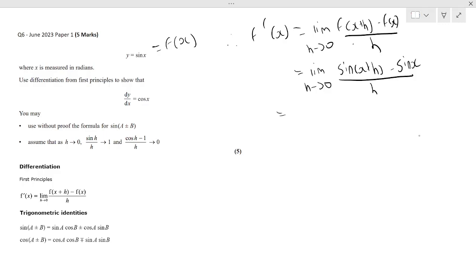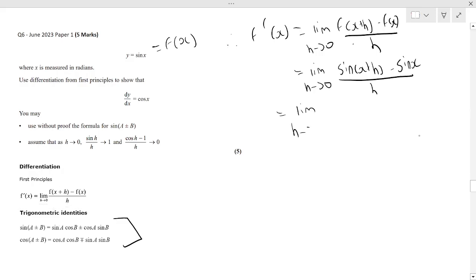Well, in a way, the question gives you a bit of a hint. Sine A plus B means we're going to have to do something with double angle. Well, not a double angle, but I've got an addition of two angles here, right? And so I'm going to expand it. I'm going to use this identity, which is in the formula book, and I've quoted it here. Sine A plus B, which is this. Here I've got sine x plus h.